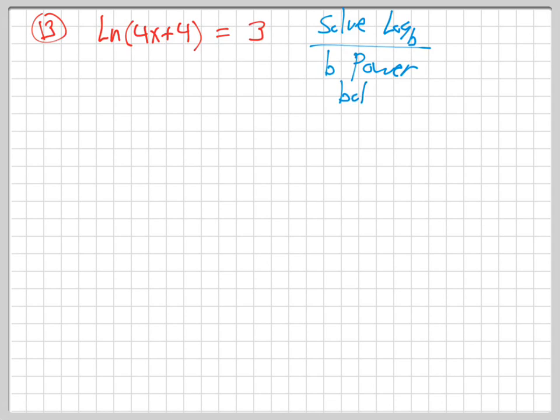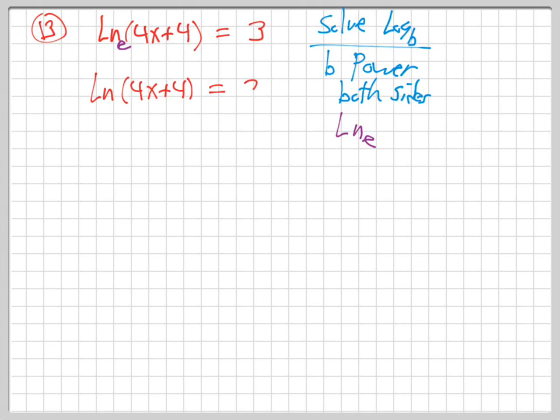Let's see. Natural log of 4x plus 4 is 3. So how do we solve a log with a base b? B power both sides, whatever the base is. What's the base here? I don't see a base right there. So what is it for ln? What is the base for ln always? ln is base e. So that means there's really a hidden, invisible little e there. So you don't have to write it in.